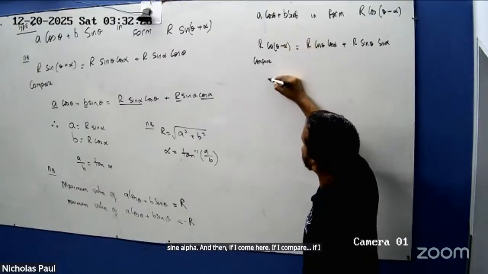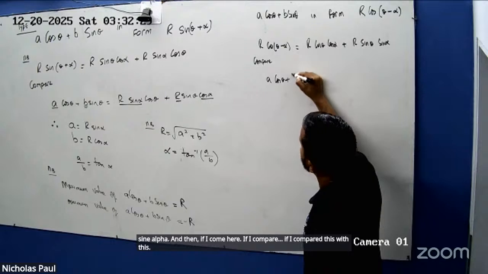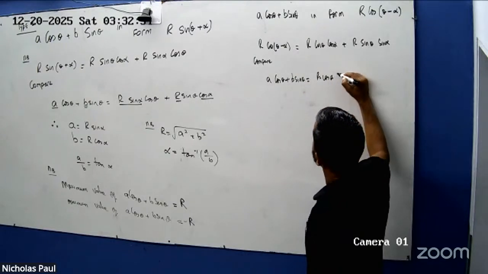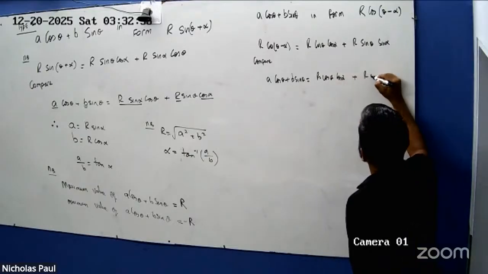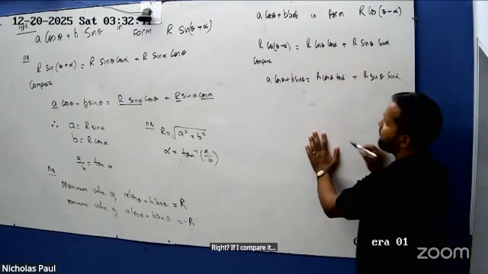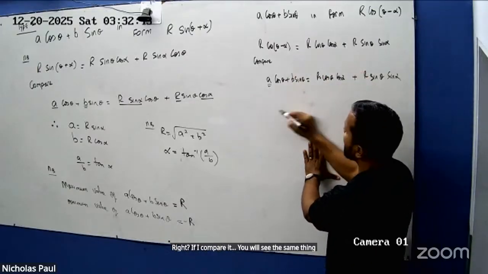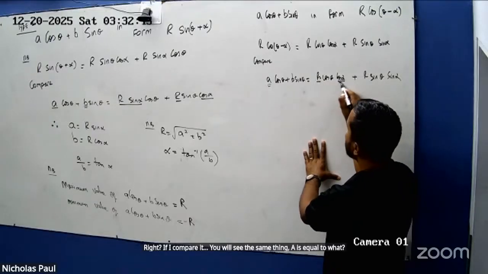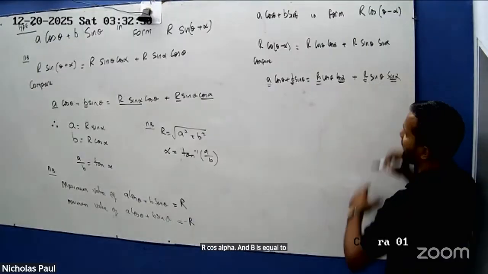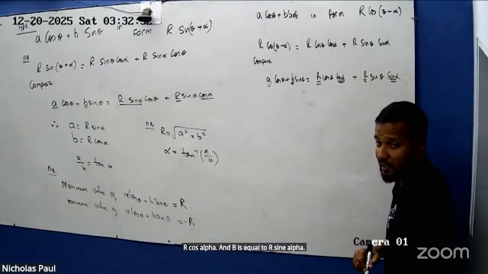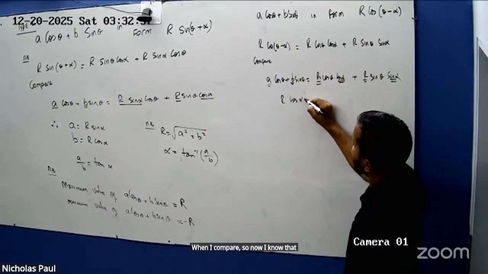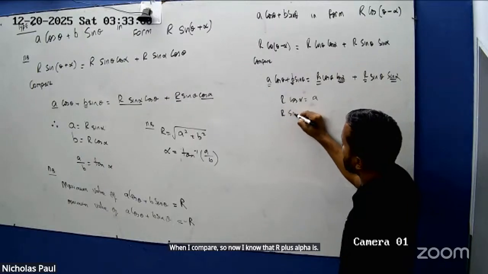And then if I compare this with this, you will see the same thing. A is equal to what? R cos alpha, and B is equal to R sin alpha. You see that? When I compare, now I know that R cos alpha is A, R sin alpha is B.